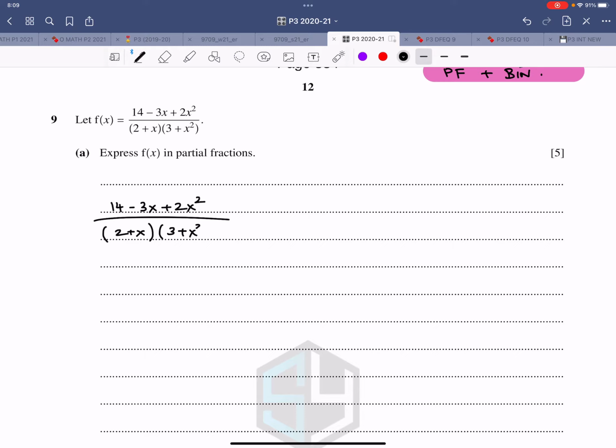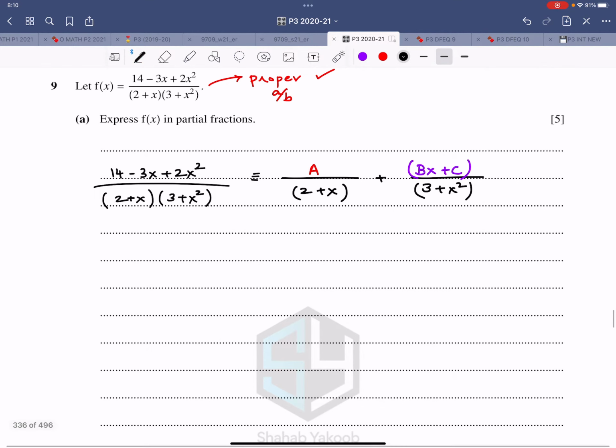Even before that, always check whether it's a proper or improper fraction. It's a proper fraction. So therefore we have a first fraction, and the denominator is 2 plus x, and the other one, the denominator is 3 plus x square. What goes at the top? A linear factor. What goes on the second one? bx plus c in bracket, because this is a quadratic case. When we take the LCM, this is a multiplied with 3 plus x square and bx plus c in brackets multiplied with 2 plus x. And this is 14 minus 3x plus 2x square.